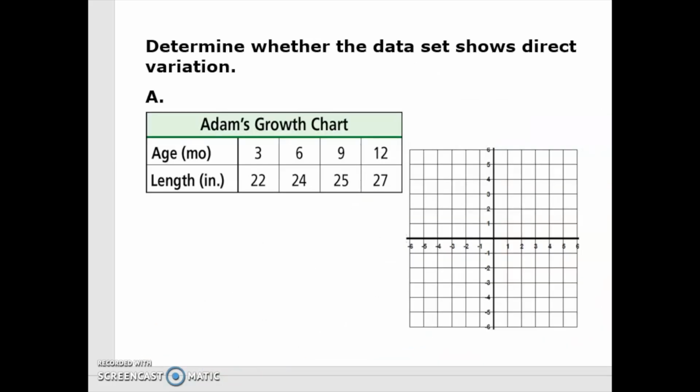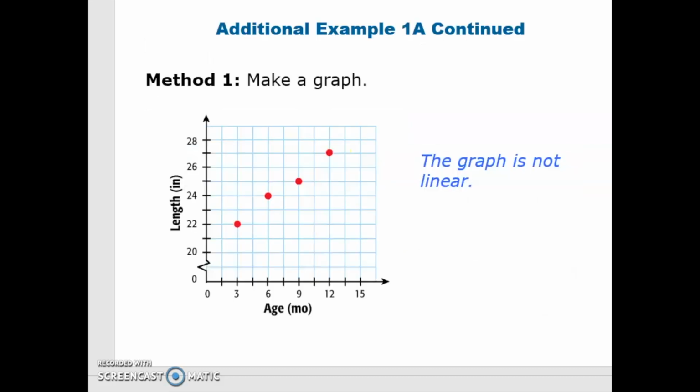Okay, so we're looking at this chart, and this is Adam's growth chart. When Adam was 3 months old, he was 22 inches. And then when he was 6 months old, he was 24 inches. And then when he was 9 months old, he was 25 inches. So we want to know, is his height directly variant, does it change directly by his age? Okay, so let's draw a graph. So we graphed the points.